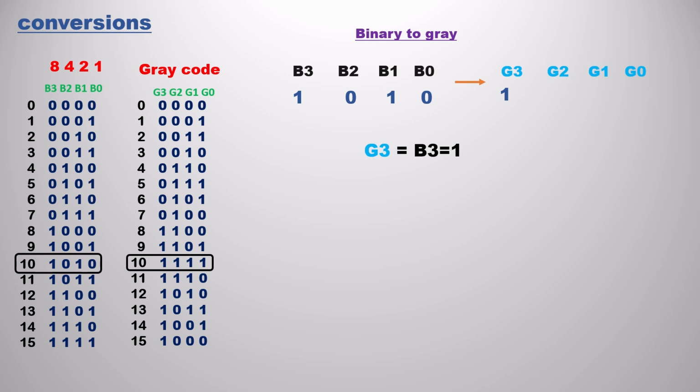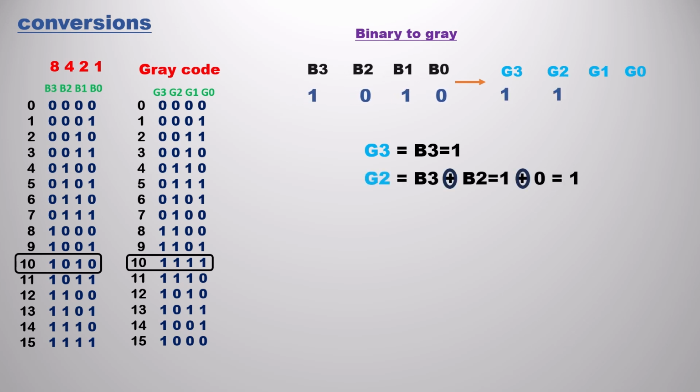I have B3, B2, B1 and B0, where B3 is the MSB, the most significant bit, and B0 is the LSB, the least significant bit. And G3 to G0 also. G3 is equal to B3, the MSB, which is the same. We have a formula to convert. So the first bit, G3, will be the same as B3, that is 1.